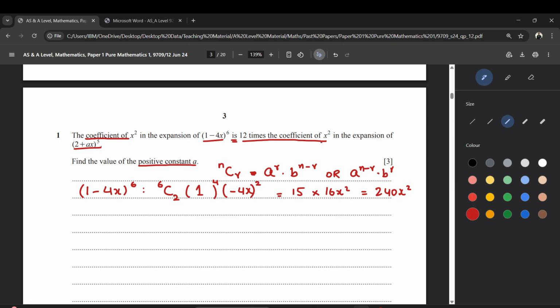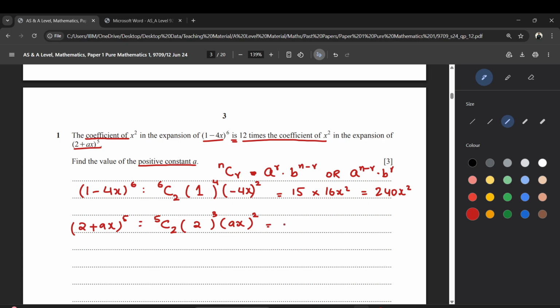Now we need to find the coefficient of x squared in the expansion of (2 plus ax) to the power of 5. For this case, n is 5. 5C, and then I'm going to draw two brackets over here, one for each term. So 2, and here we have ax. Now I need to set the powers in a way that I should get x squared. So again, I'm going to write 2 over here, and this time 5 minus 2 is going to give me 3. So the power over here will be 2 or 3, both can work.